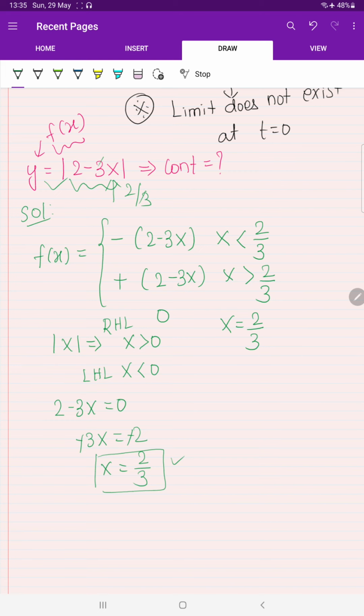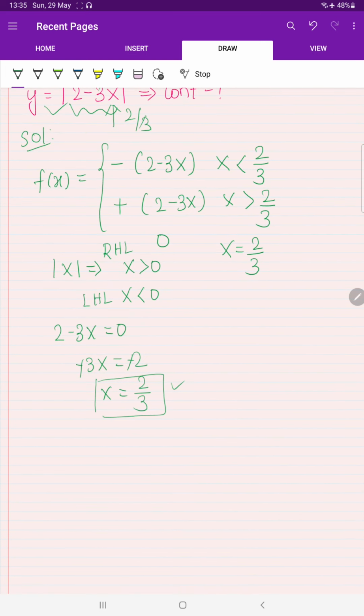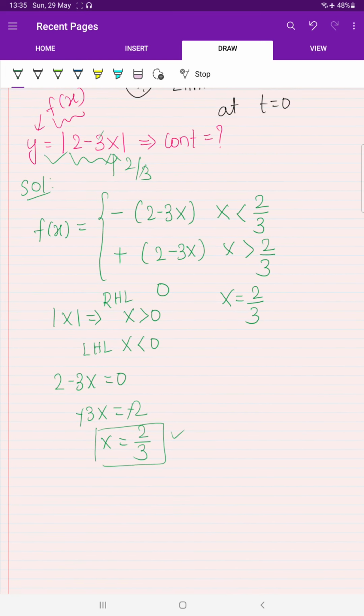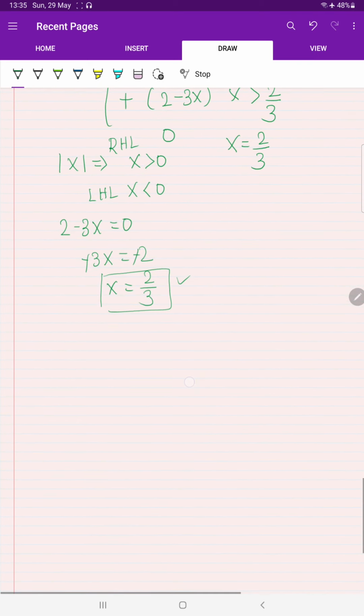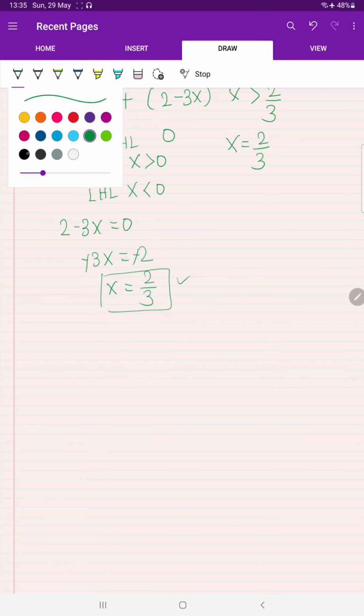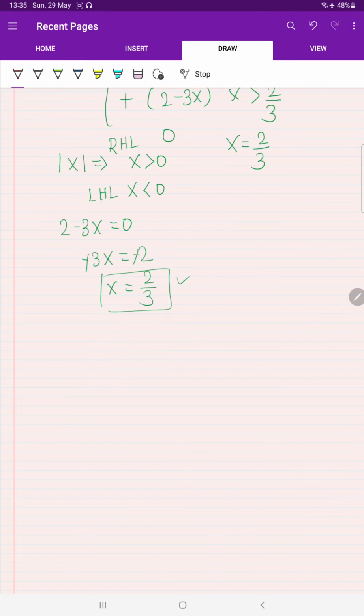So now we have successfully defined the value of the mod of 2 minus 3x with the corresponding limits. Now it's time to explore whether this function is continuous or not. How will you do that? You know how to do that. So let us go with the approach.